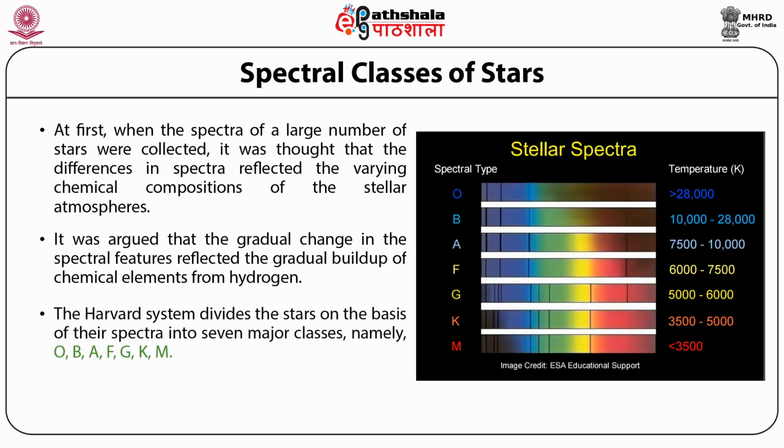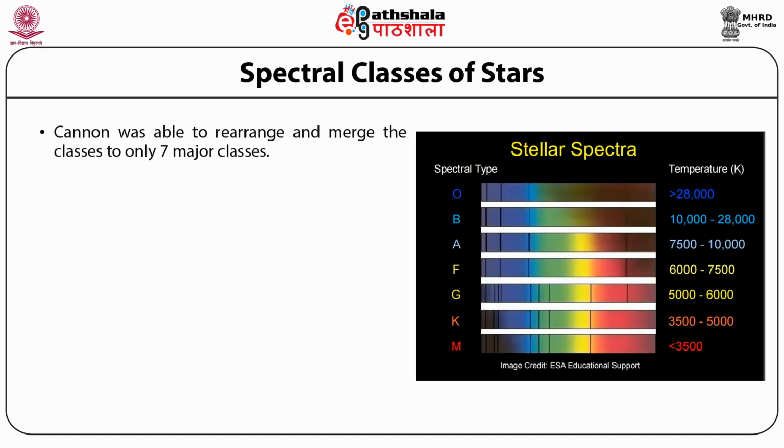The Harvard system divides the stars on the basis of their spectra into seven major classes, namely O, B, A, F, G, K, M, depending upon the temperature range as shown in this figure. The sequence of jumbled letters may appear strange. Initially, the classes ran in alphabetical order from A to Q, 22 classes running from the simplest to the most complex spectra. This scheme was too unwieldy. So Cannon was able to rearrange and merge the classes to only 7 major classes. It is remarkable that this scheme has survived till today.